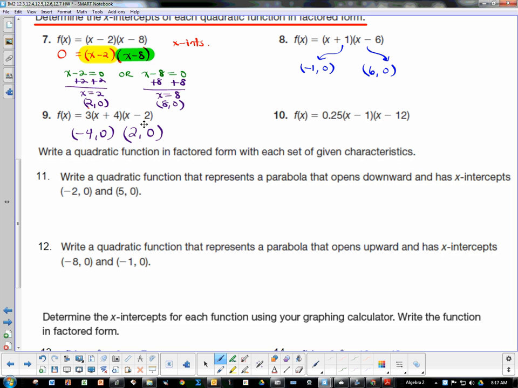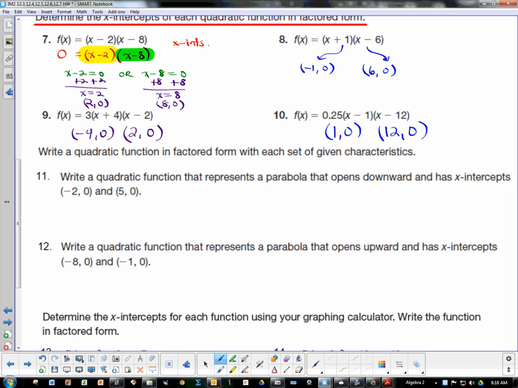Let's move over to number 10. Guys, look at number 10 up here. Does the 0.25 do anything for us if we're seeking out x-intercepts? It does not at all. So what are my x-intercepts up here then? What are they? 1 comma 0 and 12 comma 0. Yes, very good.